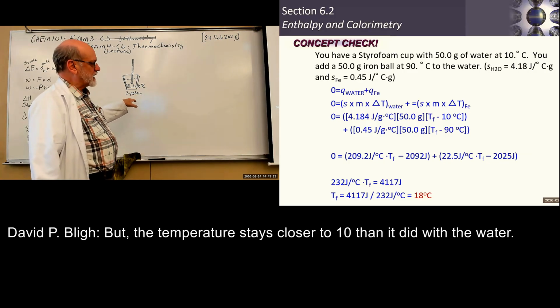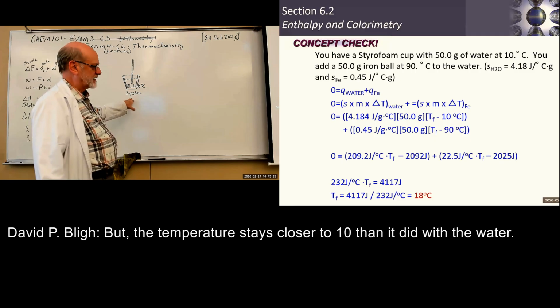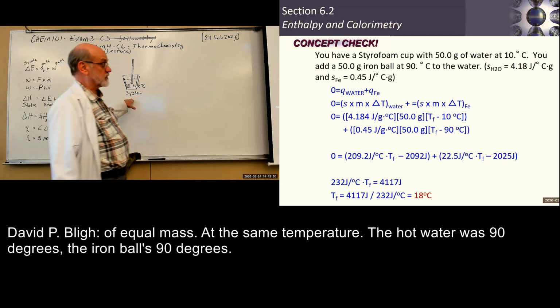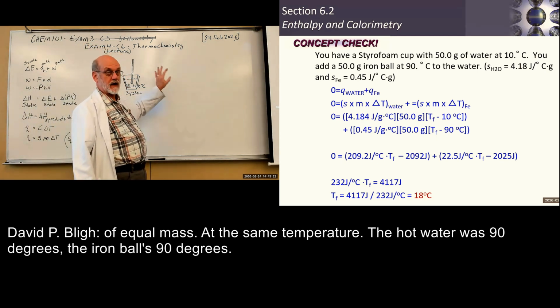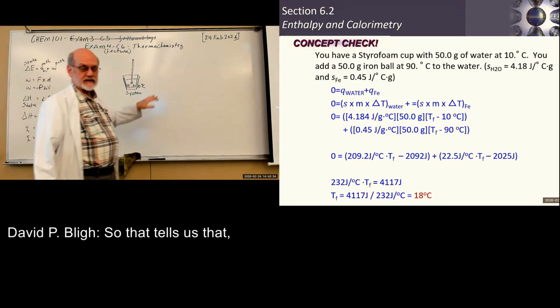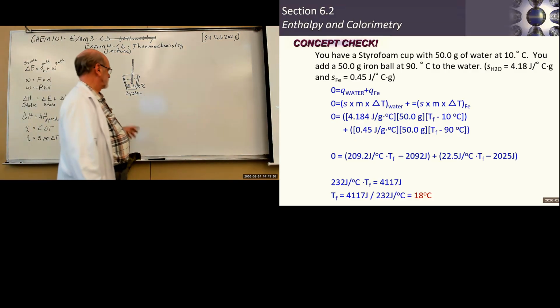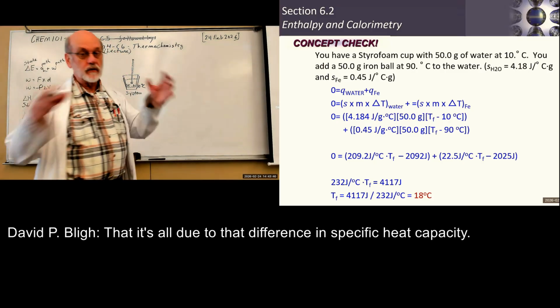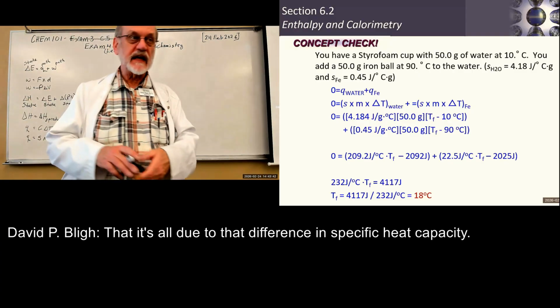But the temperature stays closer to 10 than it did with the water of equal mass at the same temperature. The hot water was 90 degrees, the iron ball is 90 degrees. So that tells us that it's all due to that difference in specific heat capacity.